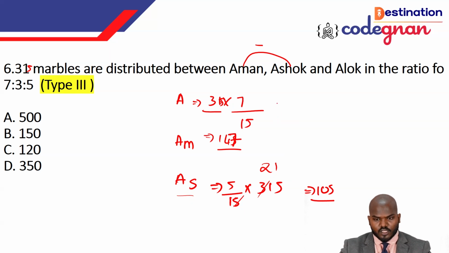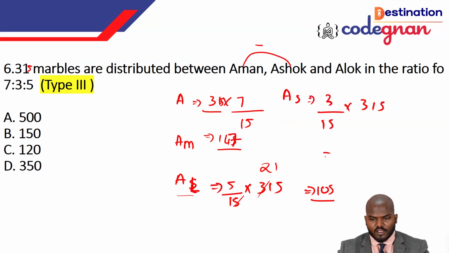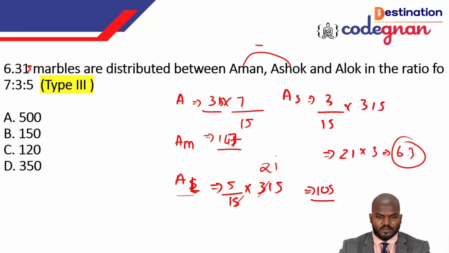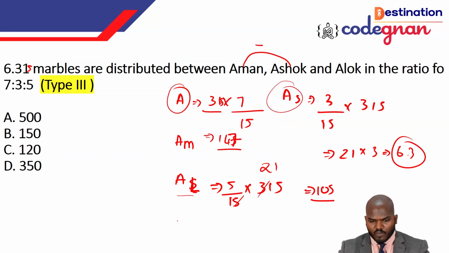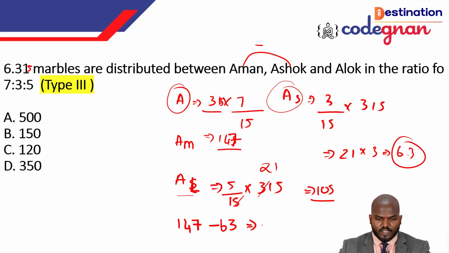Sorry, Ashok is for 5, right? Ashok is for 5. No. Ashok is for 3. This is for Alok. Then Ashok, if you see this one, that is 3 by 15 times 315. If you made it here, the value will give you 21 times 3, we can call it as 63 here. That is Aman and Ashok, you just want to find the difference. Aman is equal to 147. 147 minus 63, if you made it here, the value we will get is 84. 84 is the final answer we will get here.